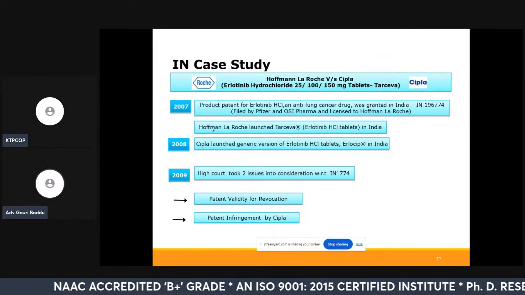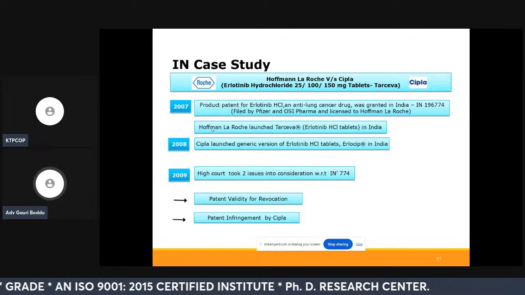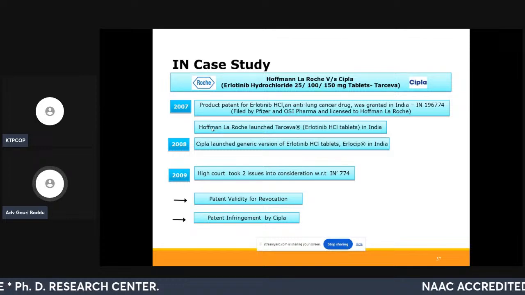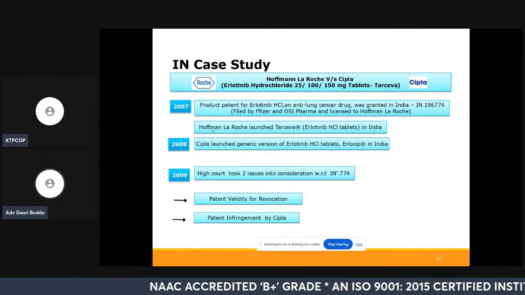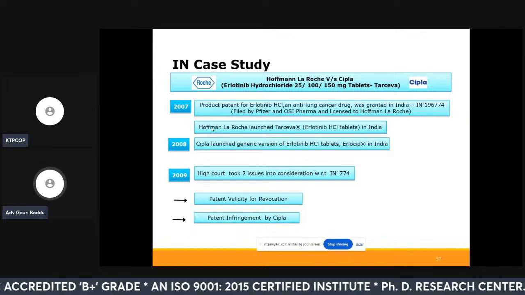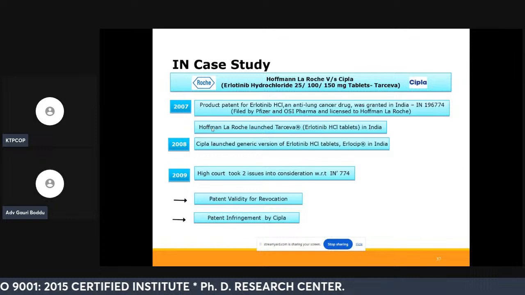Erlosip. Cipla argued that the IN 774 patent was invalid as a similar structure compound is known in prior art and hence erlotinib HCl is not a novel and inventive compound, and asked for revocation of IN 774. So as I told you guys, the patent should be novel, which is new, and it should be inventive. This was referred to in that case in 2009.